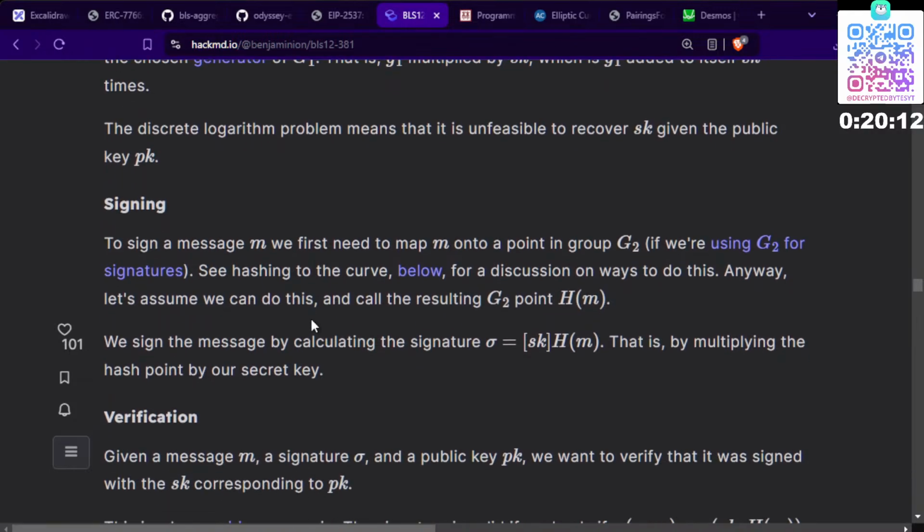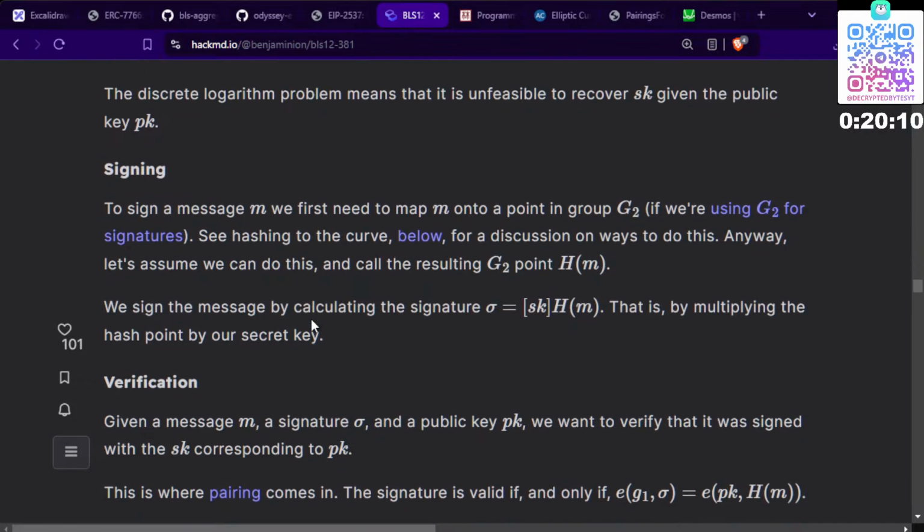The discrete logarithm problem means that it is infeasible to recover SK when given the public key PK. Signing.